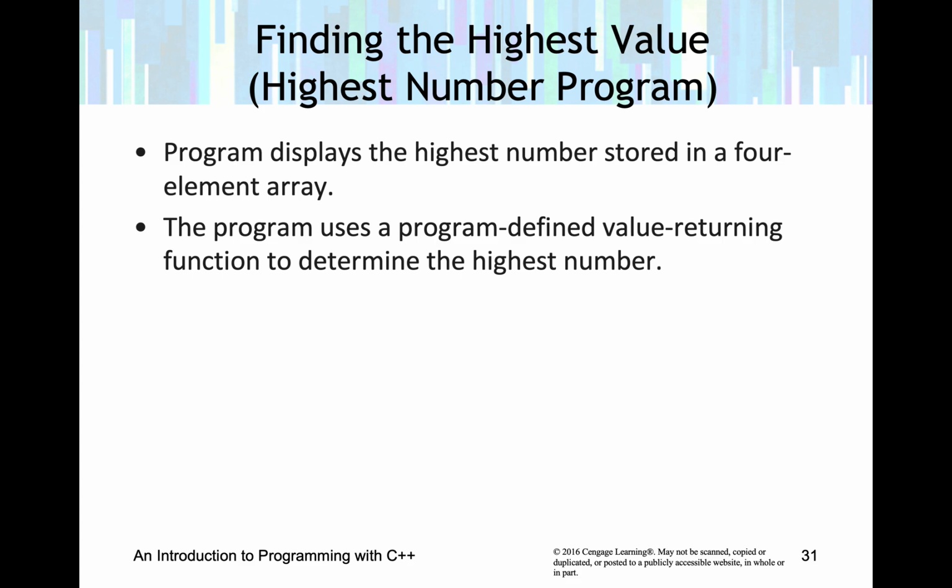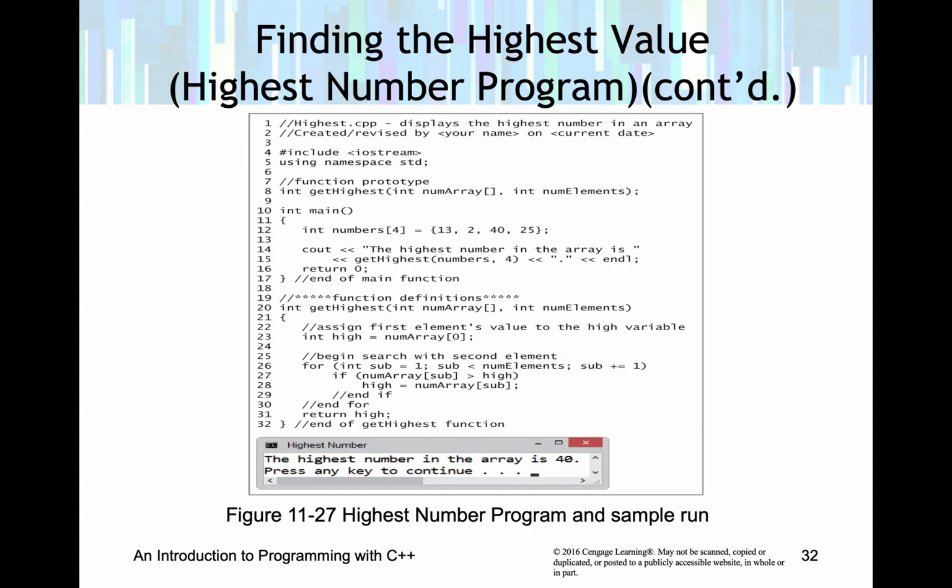Okay, so how do we find the highest number or the lowest number? The program displays the highest number stored in a 4-element array. We can do that with our grades program. The program uses a program-defined value returning function to determine the highest grade. So they have an array with 4 numbers, and they call this function called getHighest. They pass it the array, the number of elements, which is 4, and then what they do is they assign int high.